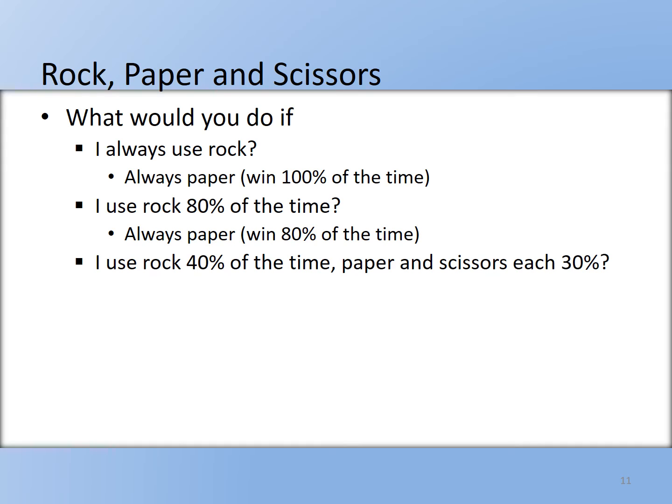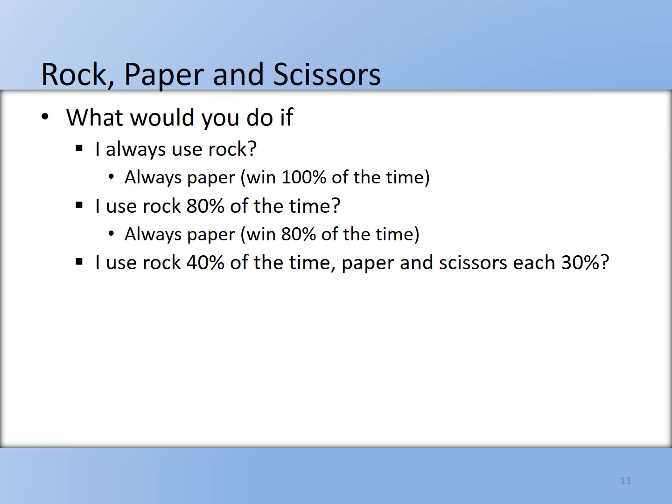Right, this is even harder. I use rock 40% of the time, paper and scissors each 30%. What should you do? Once again, you don't know when I'm going to use each particular type. All you know is I'm randomizing, but you will see rock 40% of the time. What should you do? What maximizes your chance of winning?